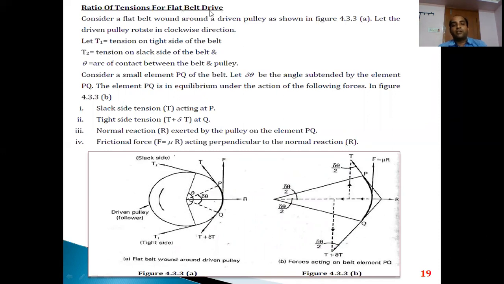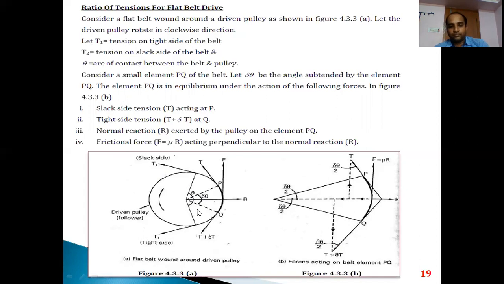So for flat belt drives, if you observe the sketch, there is a pulley, and for this pulley there is a belt which is coming in contact from this particular point to this particular point. So this is the point where the belt is coming in contact. Already they have named this side as the tight side with tension T1, the other side the slack side with tension T2, and this pulley is rotating in the clockwise direction.